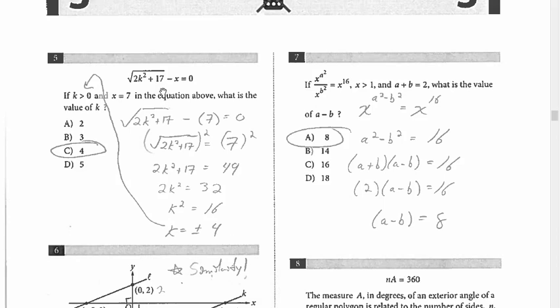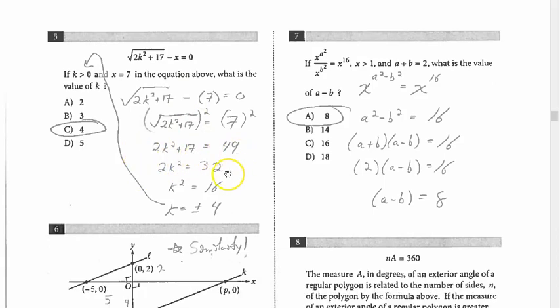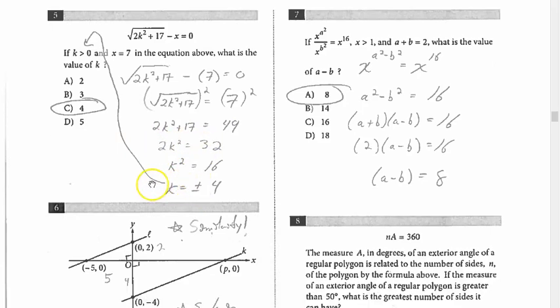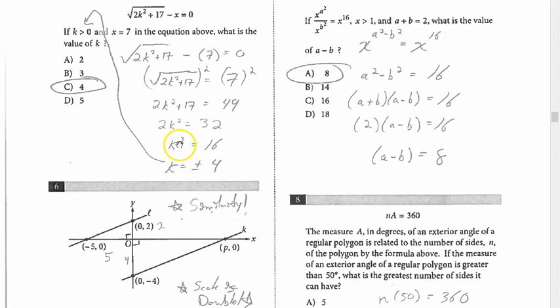It's equal to 0. The first thing I did was add 7 to both sides. Then I squared it to get rid of my square root. That gave me 2k squared plus 17 is equal to 49. Subtracting 17 got me here, dividing by 2 got me here. And taking the square root to get rid of my squared variable gave me positive or negative 4. Going back to the logic that k has to be greater than 0, I get just 4.